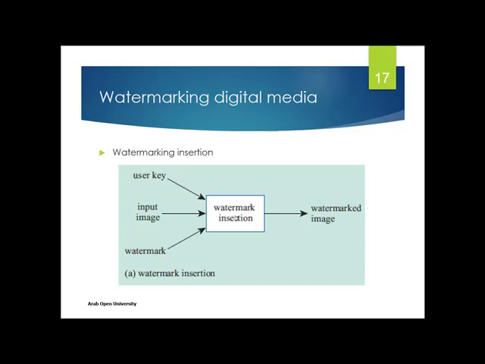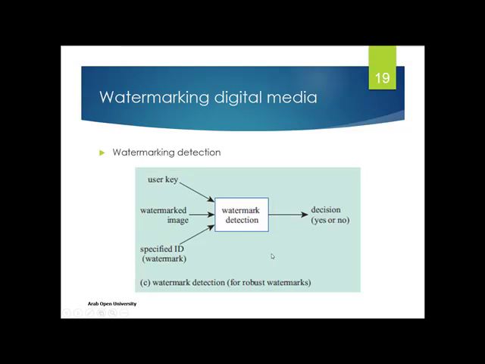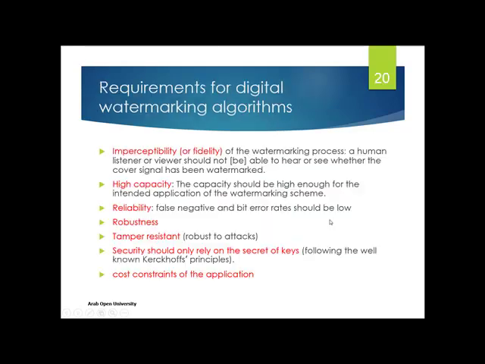So we have three types of algorithm for watermarking. First, the insertion. The insertion algorithm takes the user key, the input image, and the watermark and gives a watermarked image. The extraction: you take the watermarked image and the user key used in the insertion to get the watermark extracted. And the detection of the watermark: in some cases you will need the user key, the watermarked image, and a specified ID regarding the watermark to say whether this work has been watermarked or not.